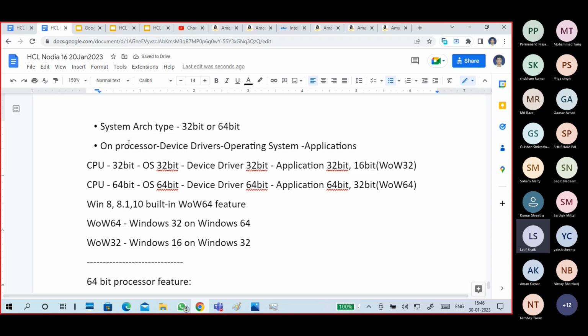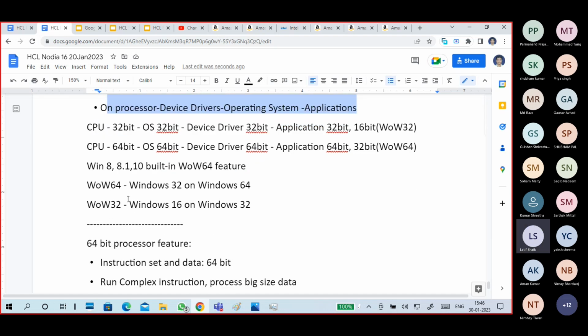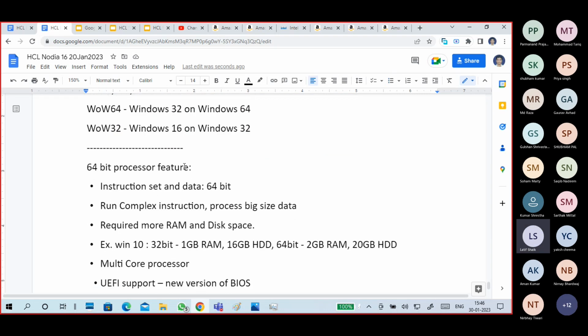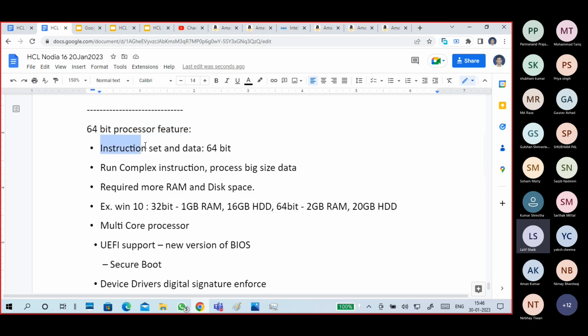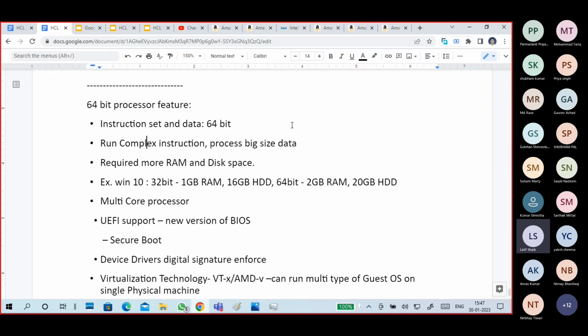System type is 32 bit or 64 bit. On a 32 bit processor, the drivers, operating system, and your applications must maintain this category. But if you are using a 64 bit processor, what are the features? The instruction size and data size are higher. It means you can give much more complex instructions.